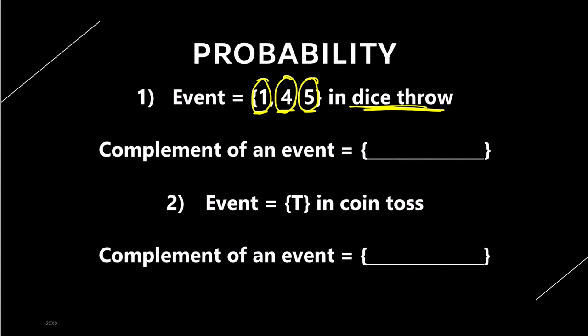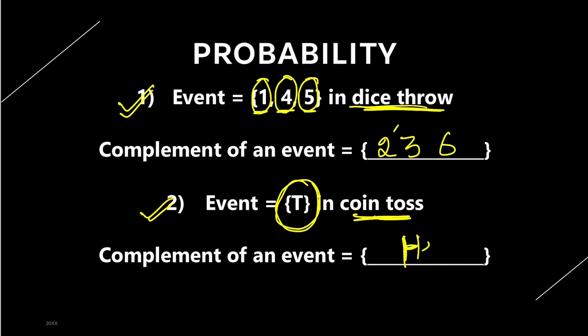What is the complement of this event? Complement means whatever has happened in your event and what has not happened; that is the complement of the event. What has happened is 1, 4 and 5. What has not happened is 2, 3 and 6. So these are the complement of this event. Suppose I give you another example. Suppose I have an event where I got tail in the coin toss. What is the complement of this event? The complement of this event is getting a head. What has not happened is the complement event, right? I hope this complement thing is also clear.